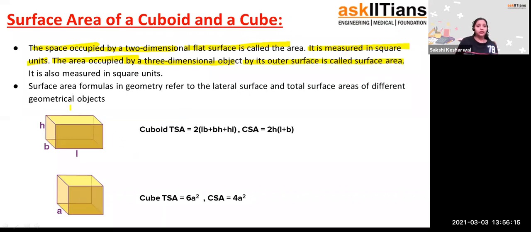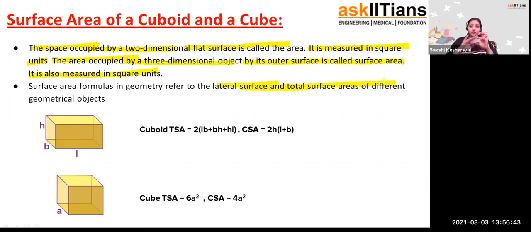And it is also measured in square units, right? Again, in square units we are finding the area. Now the surface area formula in geometry refers to the lateral surface area or the total surface area. Lateral surface area means what? Like the boundaries, like this, right? These are the lateral surface area, the boundaries. Or if you take this box, right? So these are what?